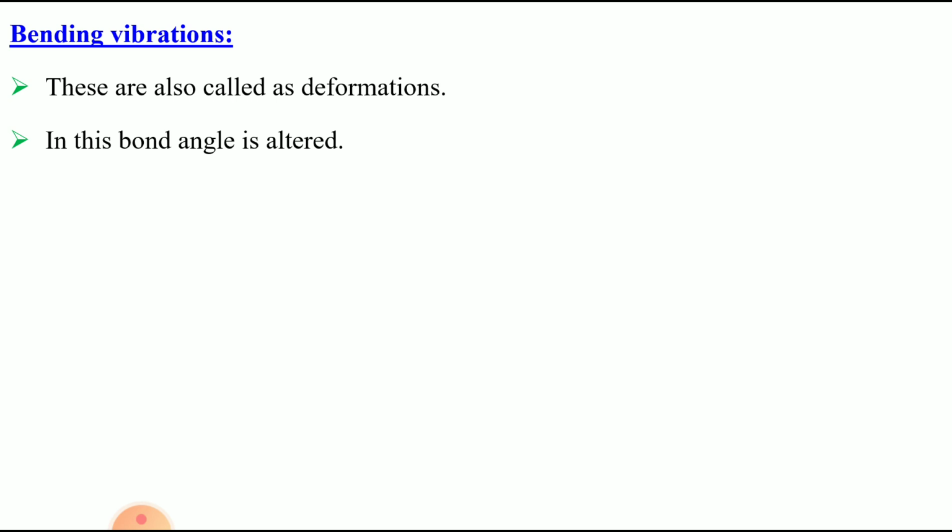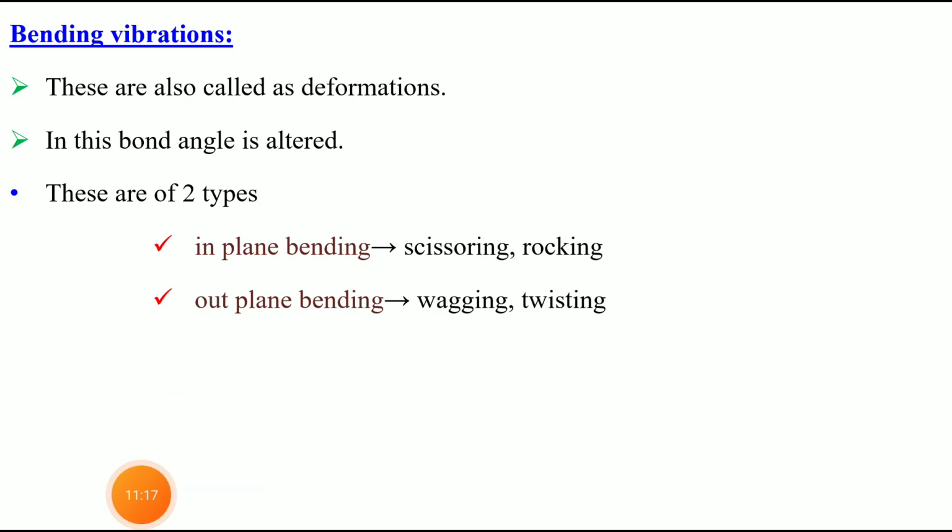In plane bending vibrations, the molecular vibrations occur in one plane. We have two sides, below the plane and above the plane. So that's why we call it in plane bending vibration. There are two types: scissoring and rocking. Out of plane bending also has two types: wagging and twisting. In out of plane bending vibrations, the vibration happens out of the plane, from one plane to another plane.